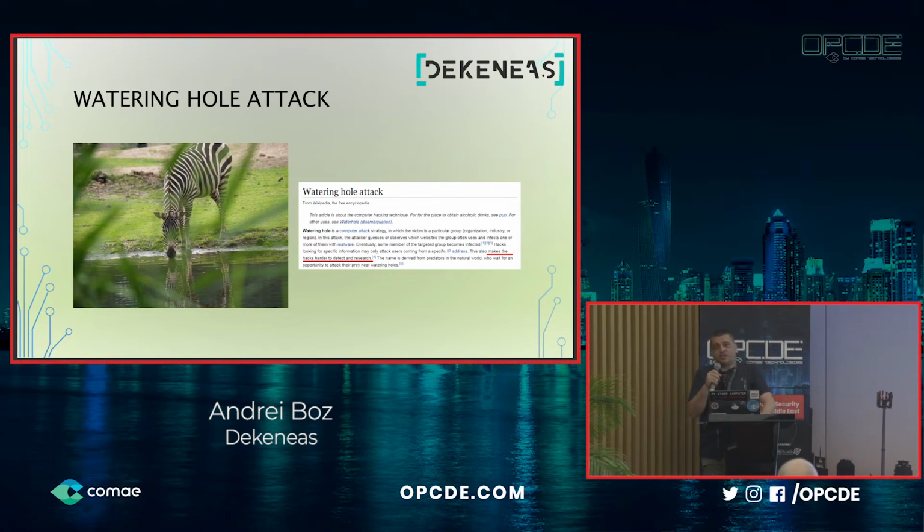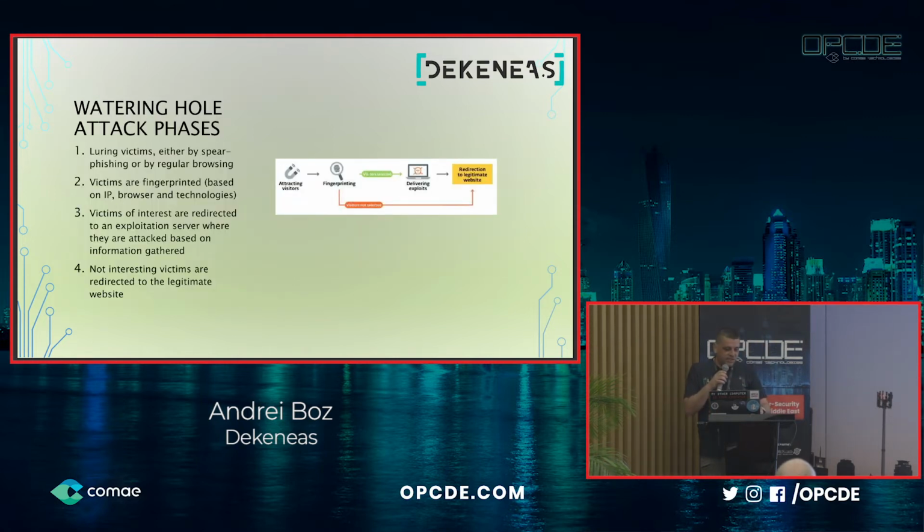More than 70% of the websites are vulnerable. So it's pretty easy for an attacker to find either a known vulnerability or a zero-day vulnerability that he can exploit in order to get access on a legitimate website that he can infect.